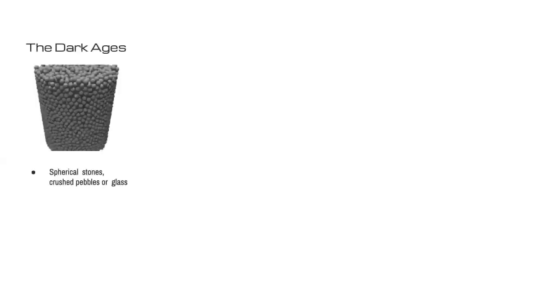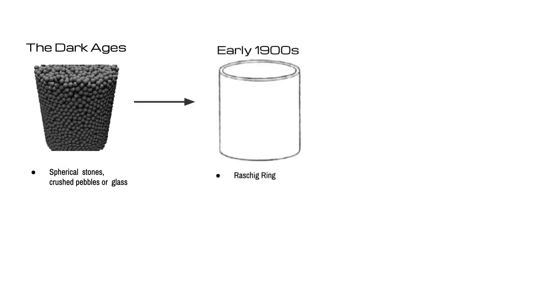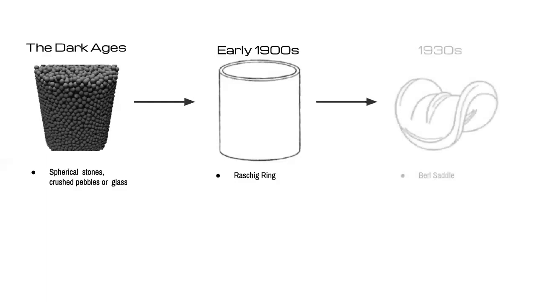In the Dark Ages, people used packed beds to filter water using spherical objects like stones and also crushed up pebbles and glass. These were used up until the 19th century until the Raschig ring was introduced in 1914. These usually have equal length and diameters. In the late 1930s, Berl saddles were invented. This new shape was much more effective, which can be explained by a concept called porosity.